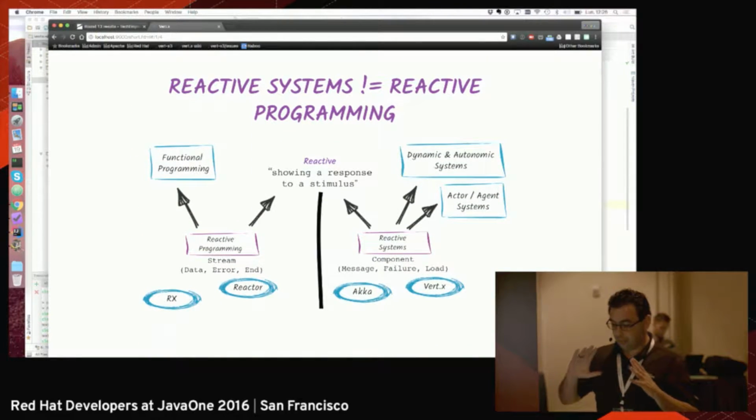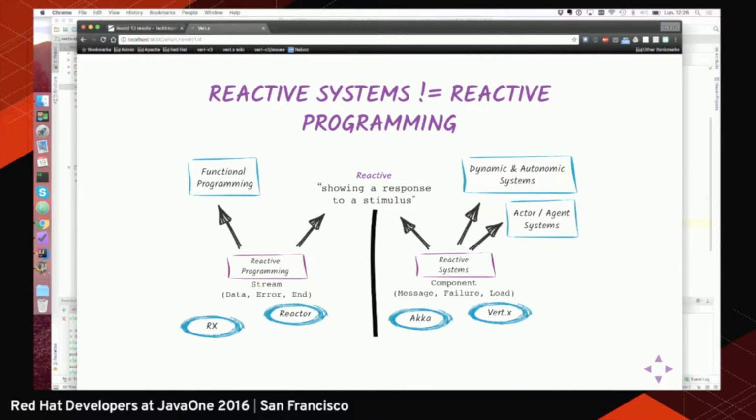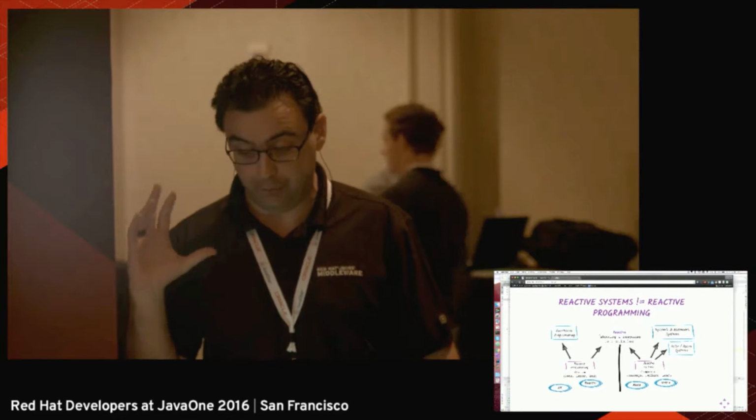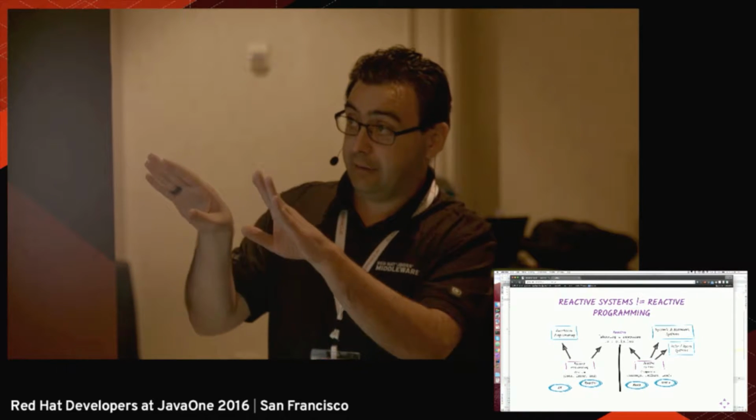So, something to understand is the difference between reactive programming and reactive systems. There is a lot of talk at JavaOne about reactive. If you go to the agenda and search for reactive, you will have probably 25 talks. But actually, there are two meanings behind reactive. Reactive means showing a response to a stimulus. That's not from me, that's from Oxford. And from this, there are two branches.